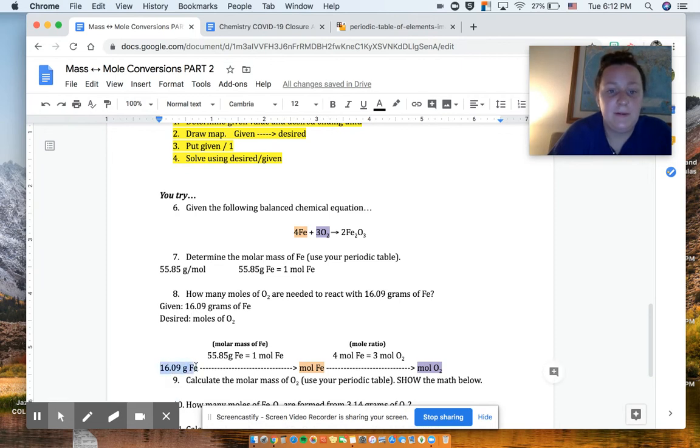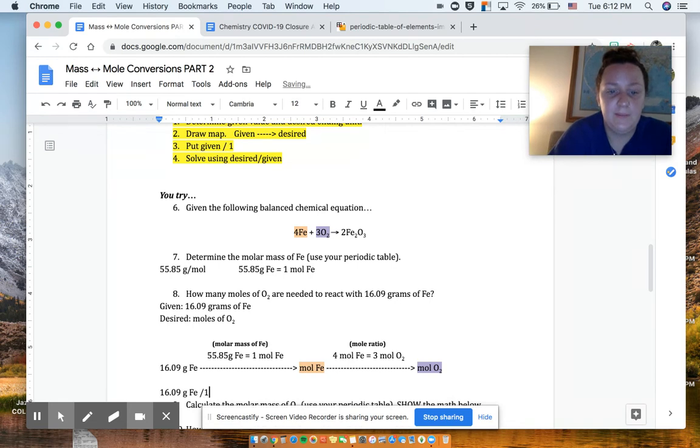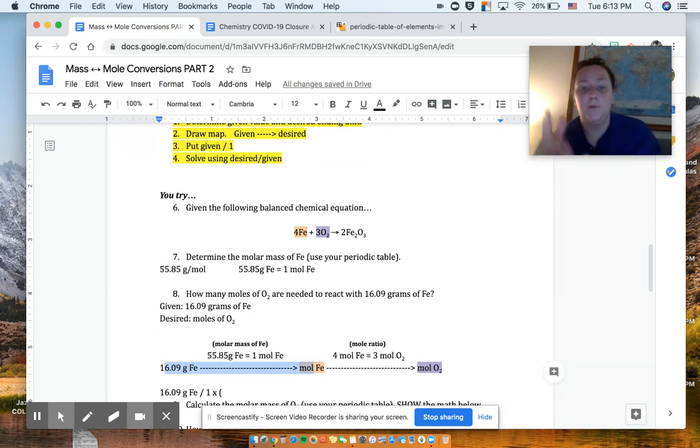The best step, just take your given value, the 16.09 grams of iron, put it over 1. The best step. Then we're going to multiply using, or solve using desired over given for every single one of our steps. And since we have 2 steps here, we're going to have 2 sets of parentheses with desired over given and then another desired over given. So first desired over given for this step here, to go from grams of iron to moles of iron.